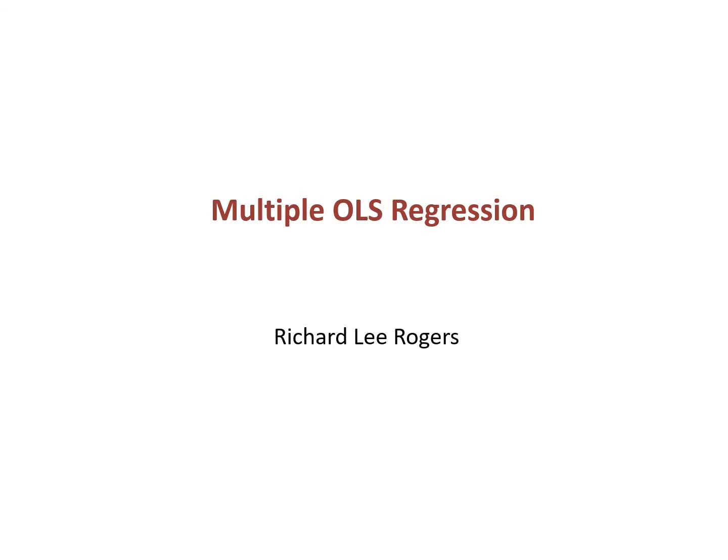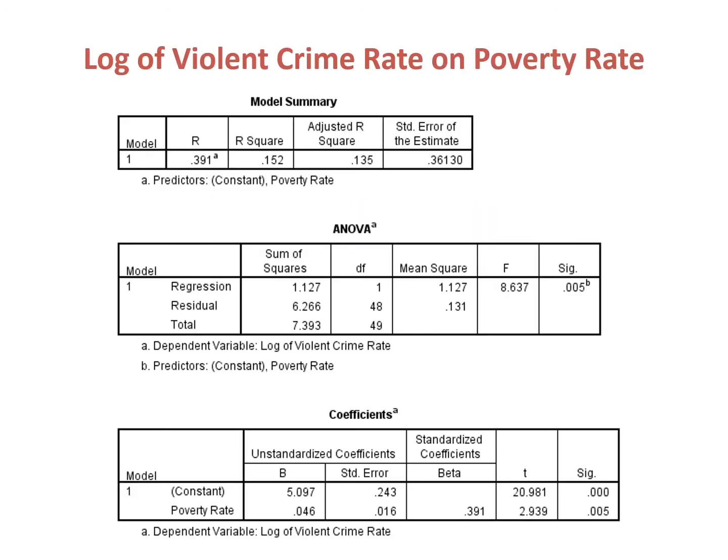This is Professor Rogers. In this presentation, I discuss multiple ordinary least squares regression. This technique allows us to have two or more independent variables in our model. I expand on the example used in the two-part video series on simple regression.